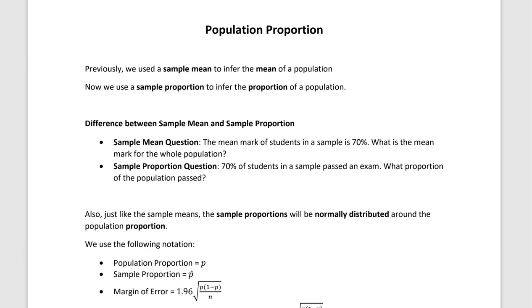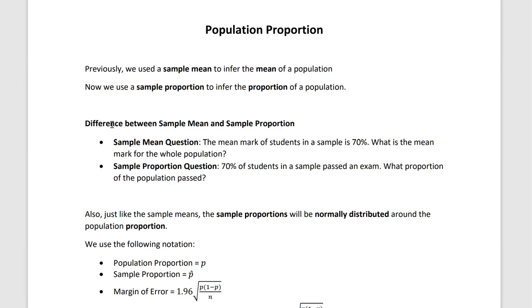Now, in previous questions, we used a sample mean. So we were getting a mean from one sample, and we're using that to predict or infer the mean for the whole population. This time we're going to get a proportion from the sample, a proportion that satisfies some criteria. For example, the proportion of students that get a certain mark in an exam. And we will use that proportion to try and predict the proportion in the whole population of students. So that's the difference here.